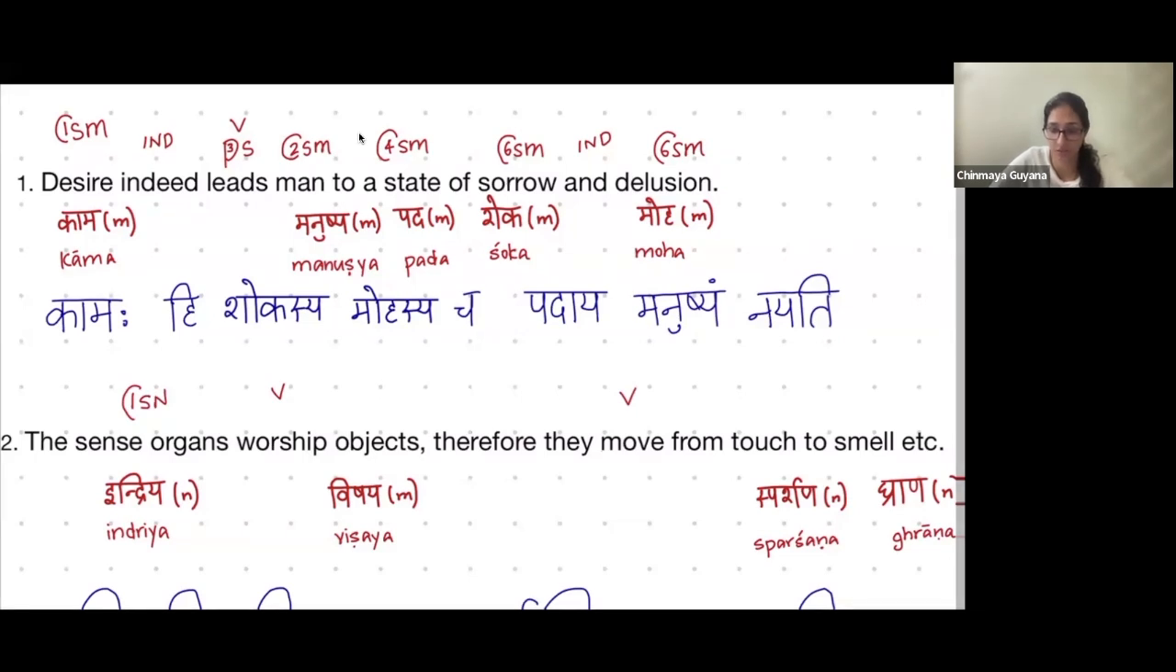The sense organs worship. What do they worship? Is there an object? What do they worship? They worship objects. Second case, plural, masculine. The sense organs worship objects. Therefore, they move from touch to smell, etc. What is the subject of move?